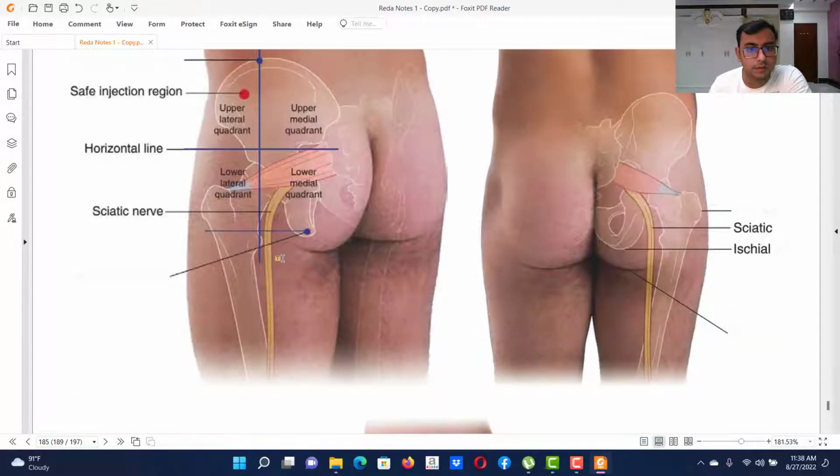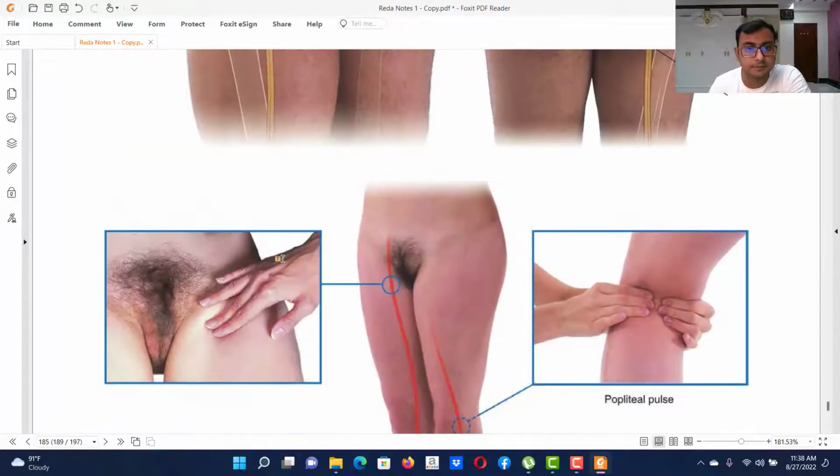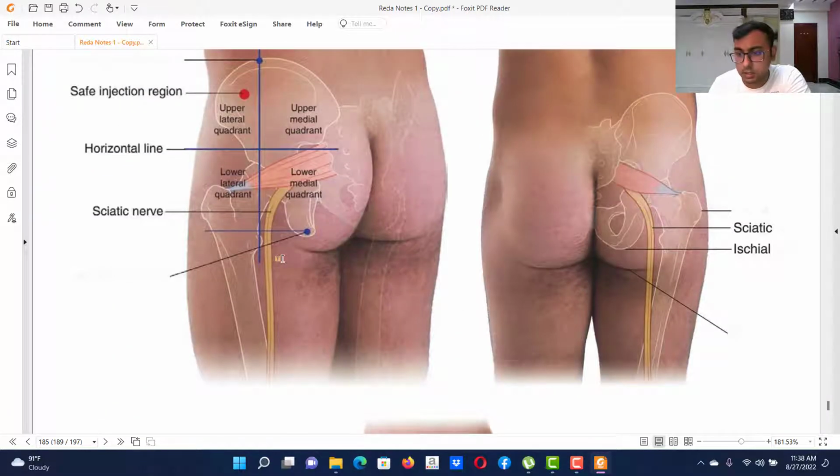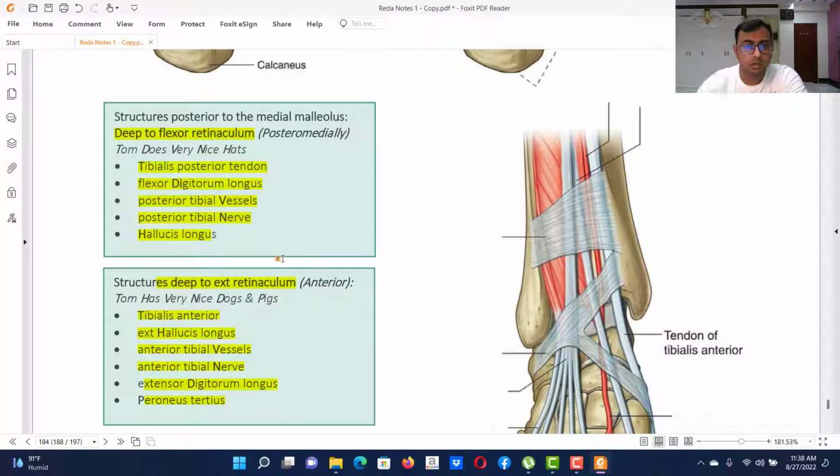Now the surface anatomy. Surface anatomy is sometimes needed in the Part B exam to identify these structures, nerves and vessels. So this is all about today's presentation, and the discussion is about the MRCS study with me.